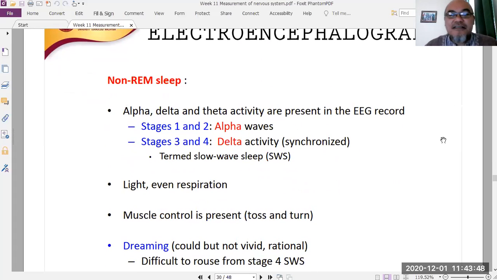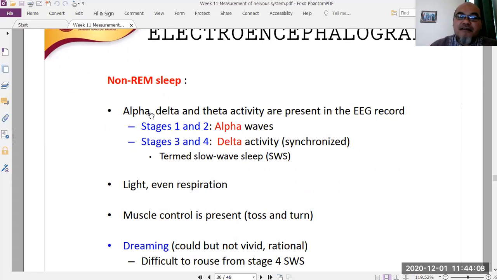Non-REM sleep is when alpha, delta, and theta activity are present in the EEG record. In the first and second stage, the alpha waves are more dominant, and in the third and fourth stage, the delta activity. So afterwards, you reach the REM, where the theta wave will be more dominant.